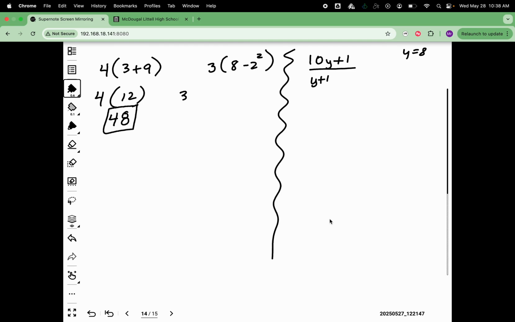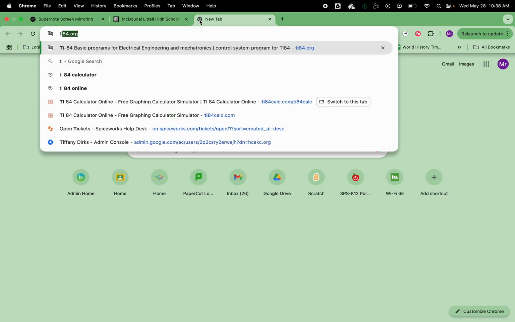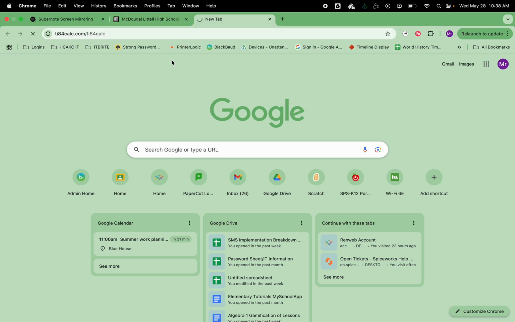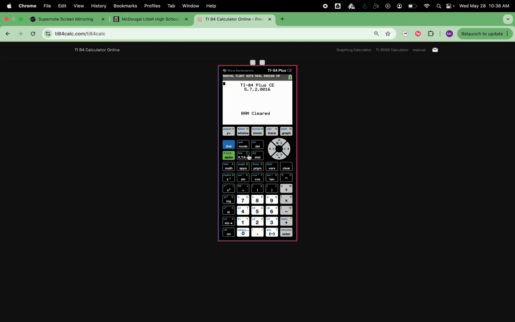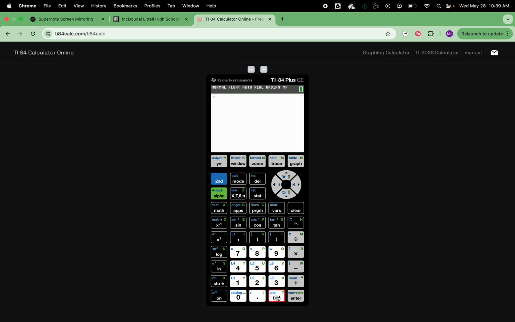All right, I'm going to have to do 3. I'm just going to do a little squiggle here. And then I'm going to do 8 minus 4. Now, some students get kind of confused because on their calculator, they do something like this. Let me pull up a calculator and show you. ti84calc.com. This is very small, but hopefully you can see it. They'll do something like this. They'll say, okay, this is negative 4, and they want to square it.